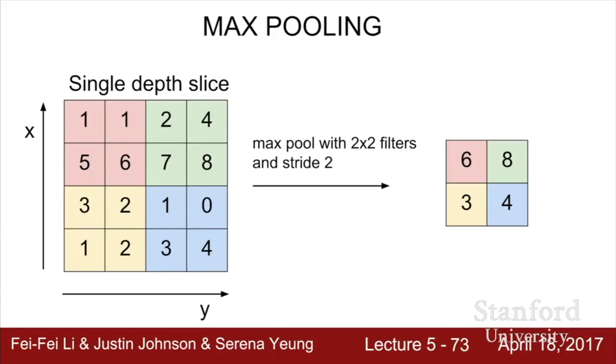We're going to take this filter and slide it along our input volume in exactly the same way as we did for convolution. But here, instead of doing dot products, we just take the maximum value of the input volume in that region. So if we look at the red values, the largest is 6. If we look at the greens, it's going to give an 8, and then we have a 3 and a 4.